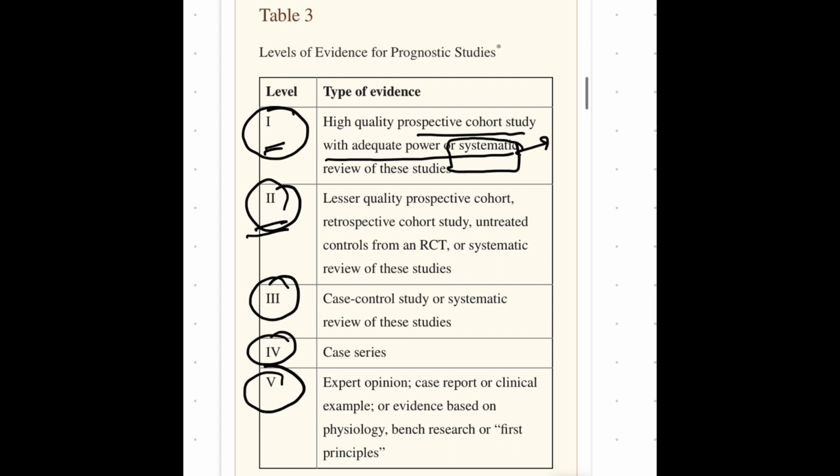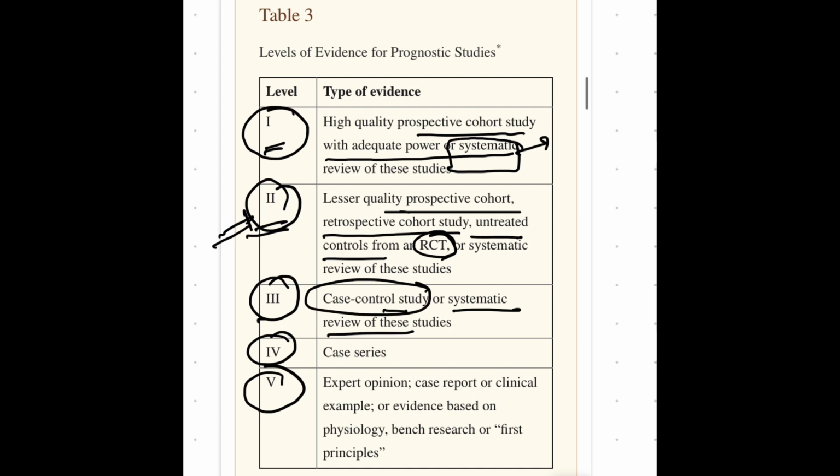Level 2 evidence is based on lesser quality prospective cohort studies, retrospective cohort studies, untreated controls from RCTs. So poorly conducted RCTs become a part of level 2, right? Level 3 are case control studies, and systematic reviews of case control studies; they belong to level 3. Case series are level 4 evidence. Level 5 evidence is expert opinion.